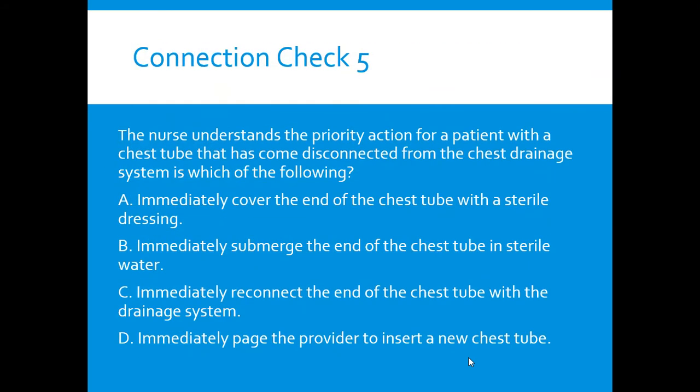So let's do a question here, connection check. The nurse understands the priority action for a patient with a chest tube that has come disconnected from the chest drainage system is which of the following? A, immediately cover the end of the chest tube with a sterile dressing. B, immediately submerge the end of the chest tube in sterile water. C, immediately reconnect the end of the chest tube with the drainage system. D, immediately page the provider to insert a new chest tube. Go ahead and answer. Pause if you need to.